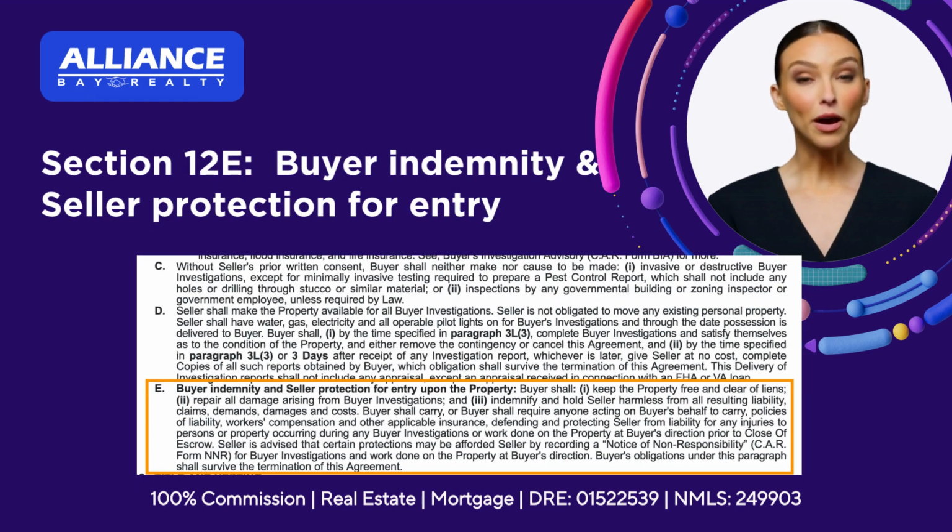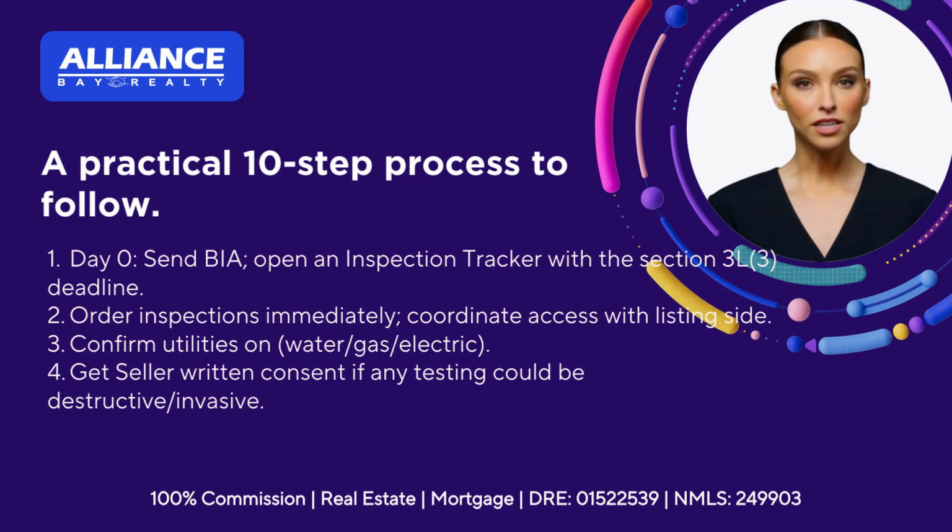Section 12E. Buyer indemnity and seller protection for entry. Buyer must: 1. Keep the property free/clear of liens from vendors they hire. 2. Indemnify and hold seller harmless from liability, damages, claims, or injuries arising out of buyer's inspections or work prior to close of escrow. 3. Carry insurance or require anyone acting for buyer to carry it, including workers' comp and appropriate liability coverage. Broker tip: if any vendor will perform work that could create lien risks, consider recording a notice of non-responsibility, CAR form and NAR. A practical 10-step process to follow.